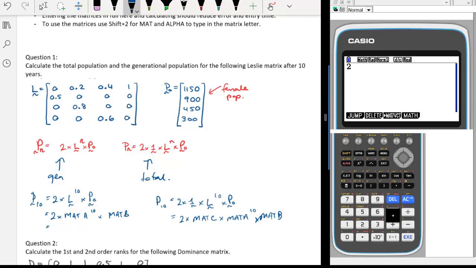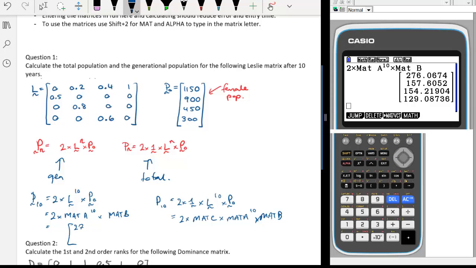So let's enter these in. We've got 2 multiplied, now we press shift and 2 to get matrix, alpha A for the first one. Now we raise that to the power of 10, and then we multiply by matrix B. We hit EXE there and we get our matrix. So you can see that it's 276.07, 157-ish, probably 158, I'll round up to 154, and then 129. So there's our matrix, nice and easy.